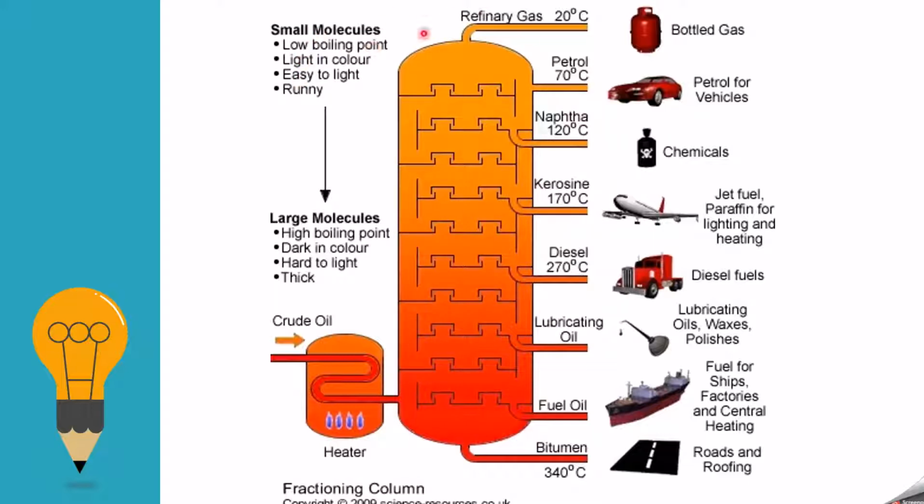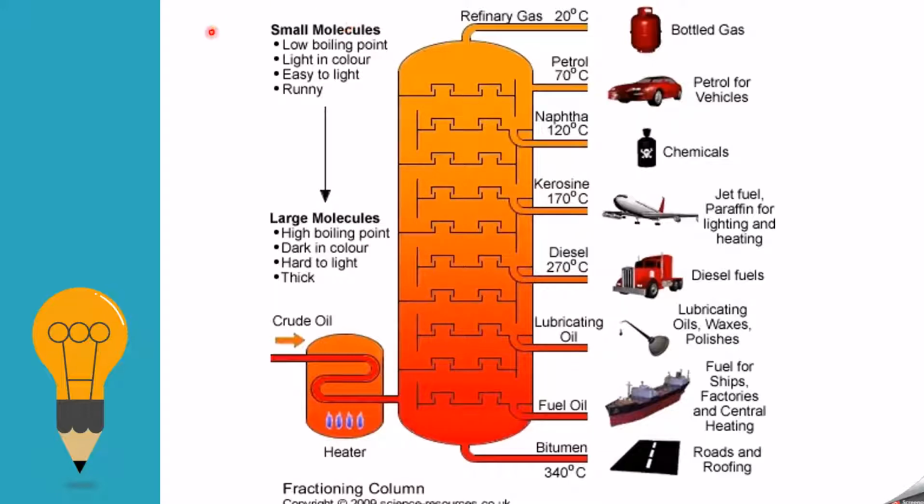Near the top, you have small molecules, so they will have a low boiling point, because as soon as they enter the column, they suddenly rise to the top. They are light in color, so pretty much anything near the top is nearly see-through, it is easy to ignite, and it is very, very runny.